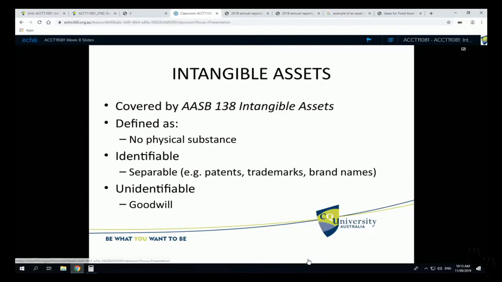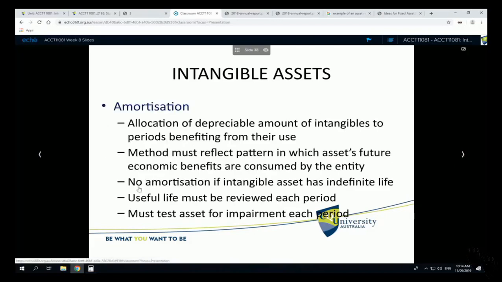Now, intangible, I'll touch on impairment shortly when I talk about goodwill. Intangible assets are basically defined as not having a physical substance. They're not tangible. If they're identifiable, we can list them out as whatever they are. So usually patents, trademarks and brand names, we have to separate them according to their class. If it's unidentifiable, we just lump it in as goodwill. Okay, so we'll discuss goodwill briefly.